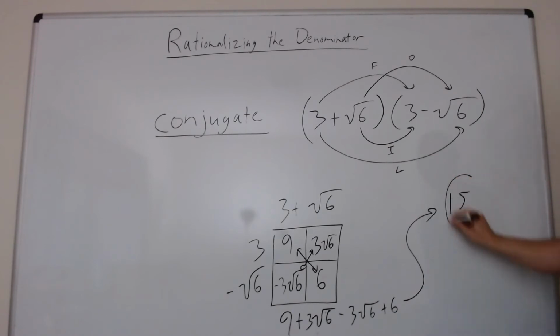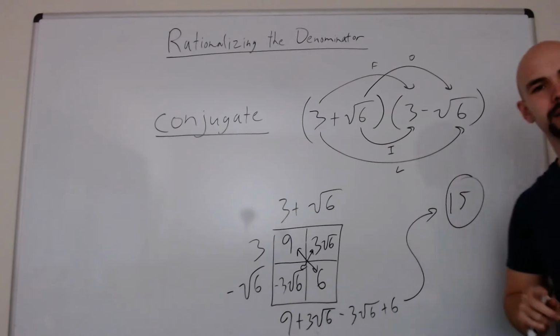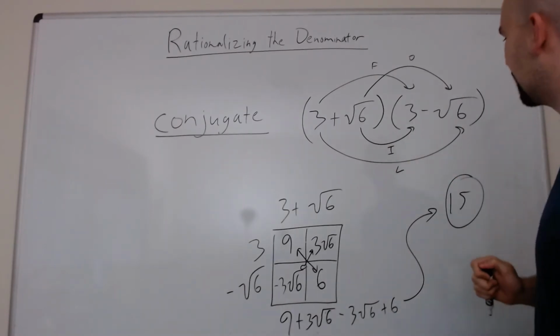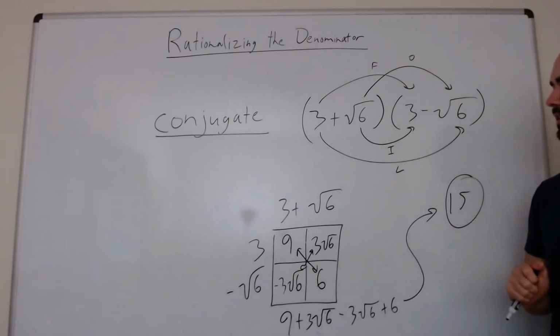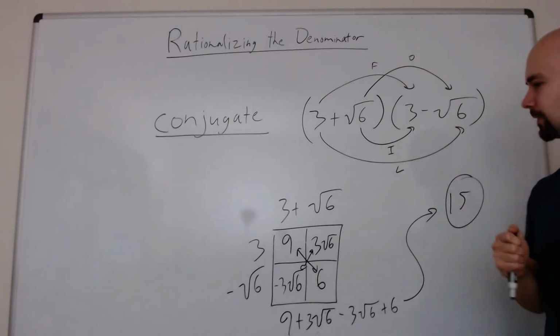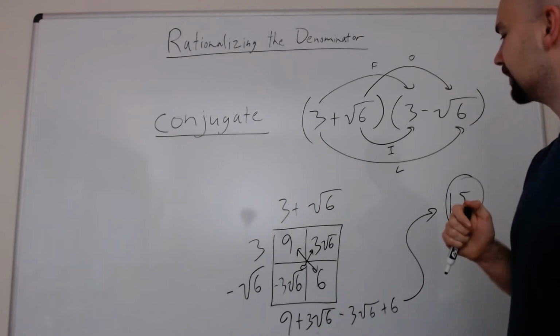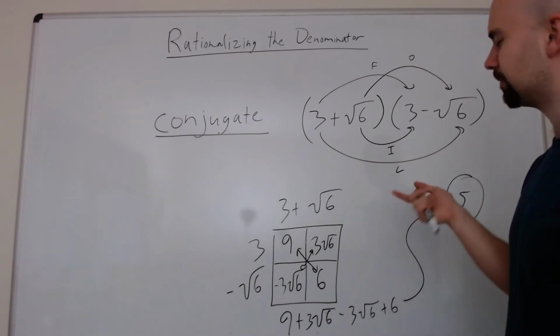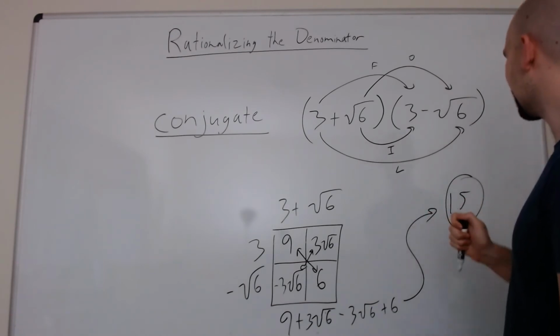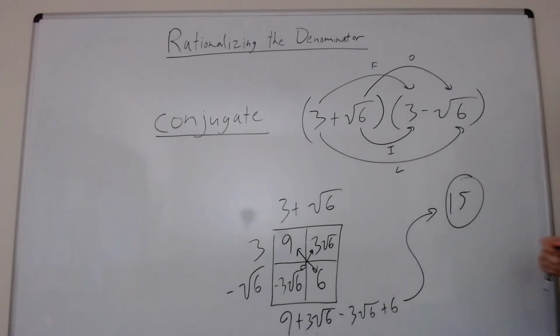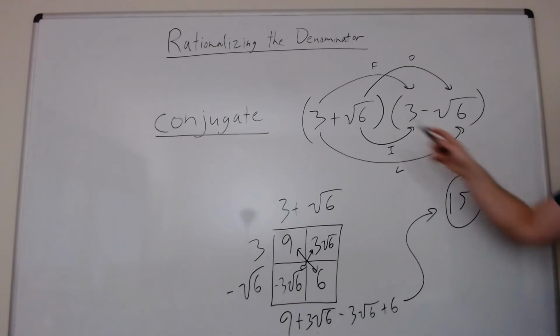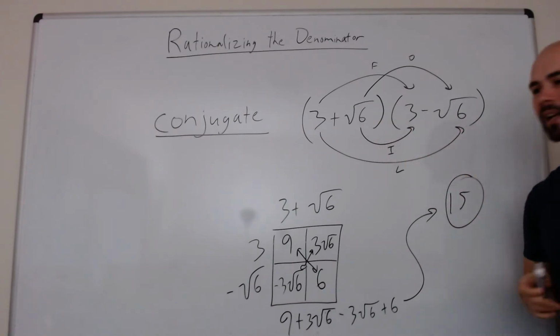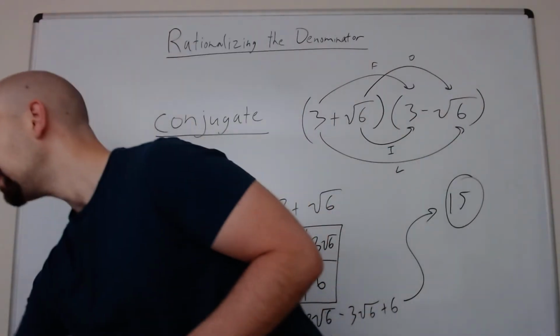So, are there any irrational numbers in this? Are there any square roots that you can't fully simplify into a whole number? No, this is purely rational. This does not have any irrational square roots. So, are these two conjugates? Yes. How do we find the conjugate of a number?